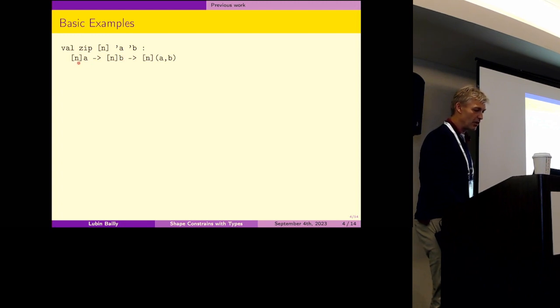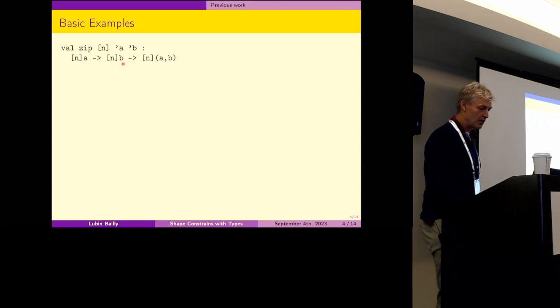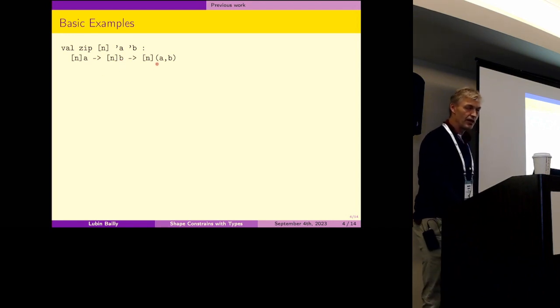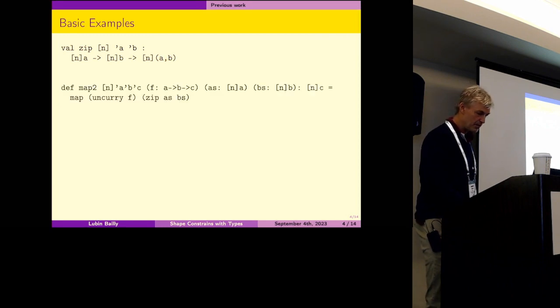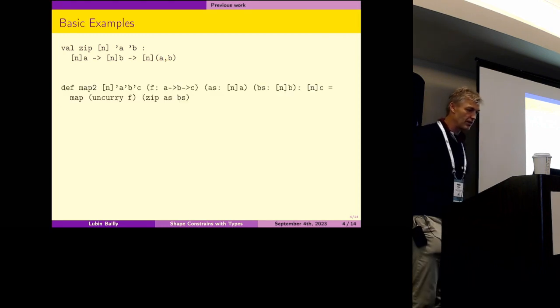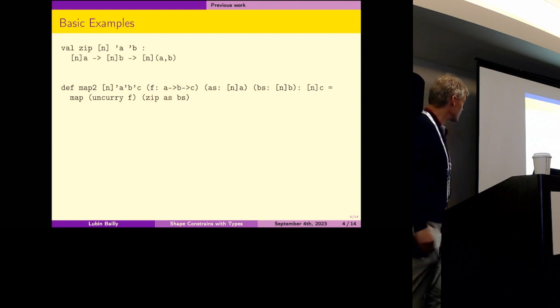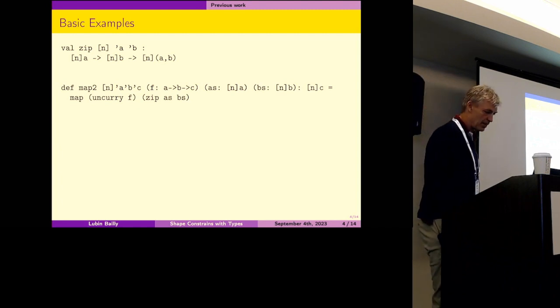And then we have this, coming from the ML tradition, tick a, which is used for specifying that these are ordinary type variables. So then we can look at the type of zip, which takes two arrays, one of size n and another one of size n. They can be of different element types. And then it produces something of size n as well, containing pairs of elements of these types. So that's zip. We can also declare a function map2 here, which is a higher order function.